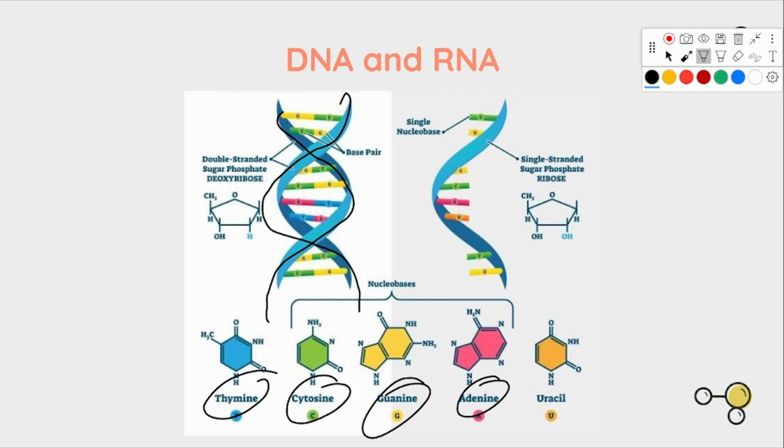On the other hand, RNA, or ribonucleic acid, is composed of the 5-carbon sugar ribose, has the nitrogenous bases uracil, adenine, guanine, and cytosine, also has a sugar phosphate backbone, but, unlike DNA, is single-stranded.